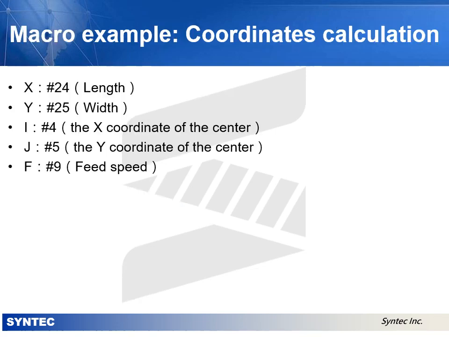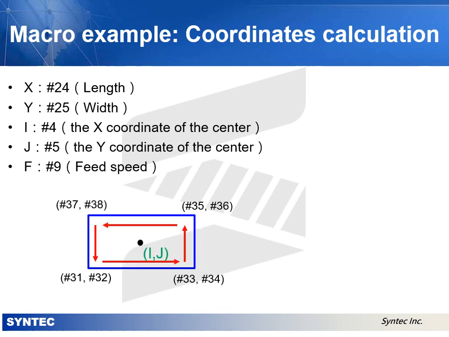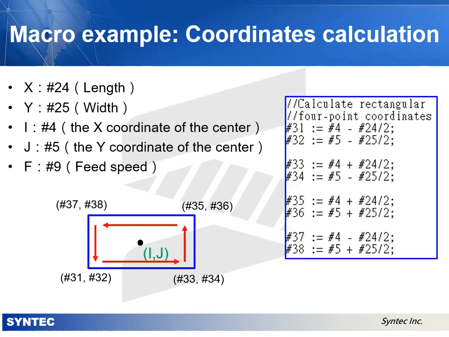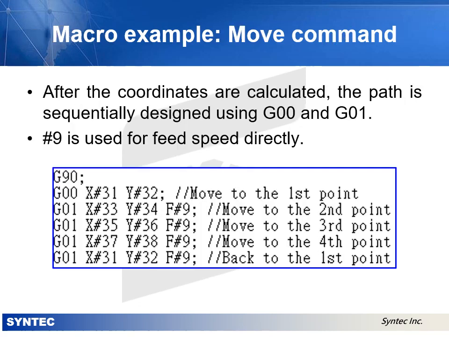After understanding the application and assignment of variables, the coordinates of 4 vertices of a rectangle can be calculated. In this example, the user can design the path clockwise or counterclockwise, as shown in the right figure. Coordinate variables from 31 to 38 are selected to represent X and Y coordinates of 4 vertices, and the calculation formula will be calculated respectively, according to the setting of length, width and center point.